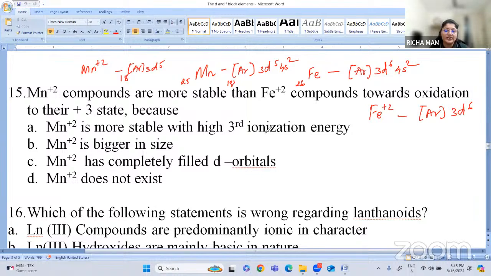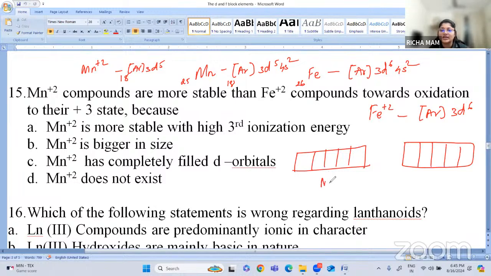Now, when we write the electronic configuration for Mn plus 2, this is Mn plus 2, and this is Fe plus 2. If I fill the electrons, here there are 5, so it will be 1, 2, 3, 4, 5. And here, how many? 3d6, so 1, 2, 3, 4, 5, and 6. What can you see here?